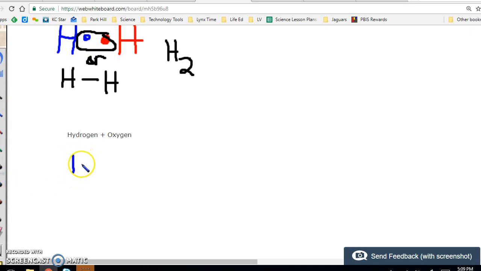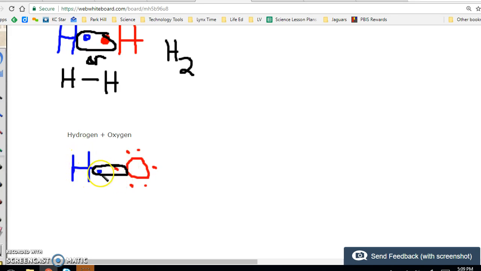Hydrogen and oxygen. Hydrogen again has one. Oxygen is in family 16. It has 6. So hydrogen wants to get 2, oxygen wants to get 8. Again, there's no arrows, there's no positives, there's no negatives, it's sharing. So hydrogen is going to share one with oxygen, oxygen is going to share one with hydrogen.